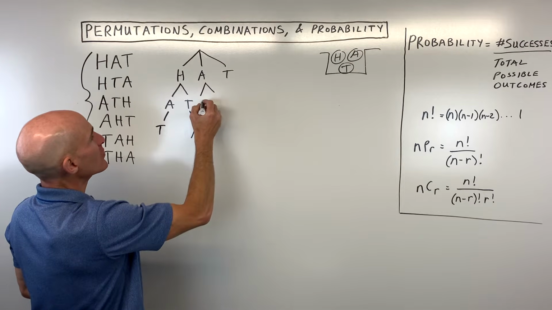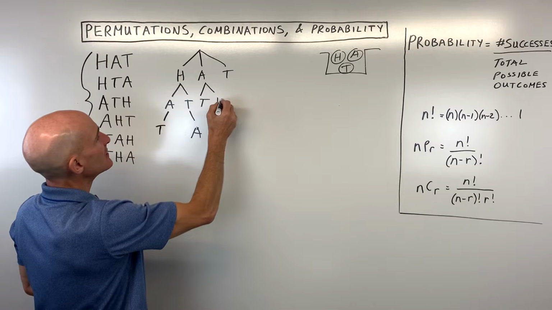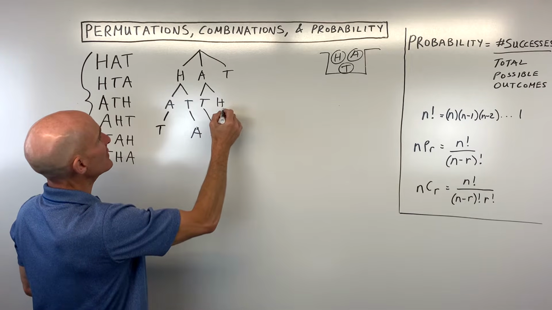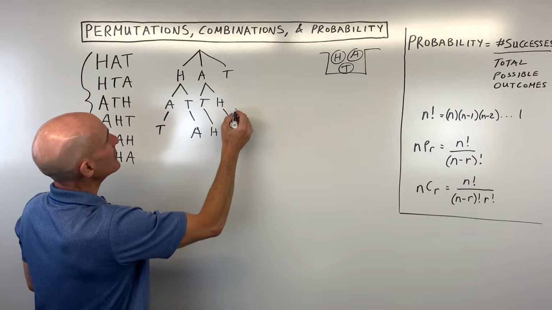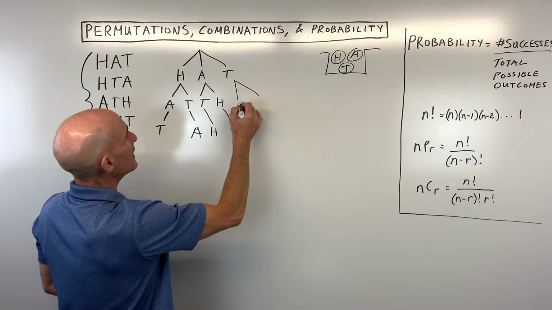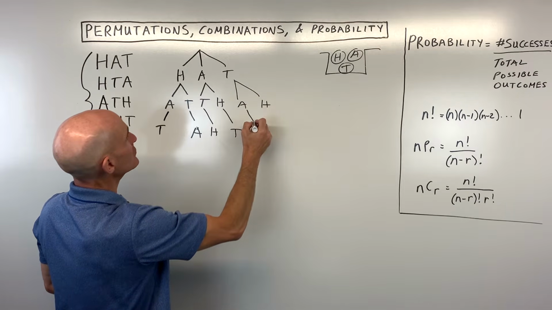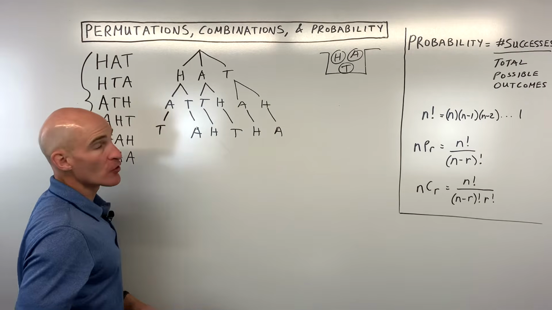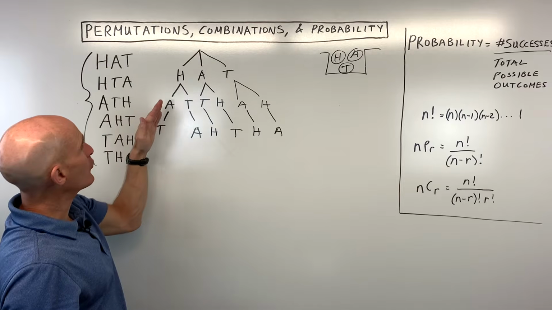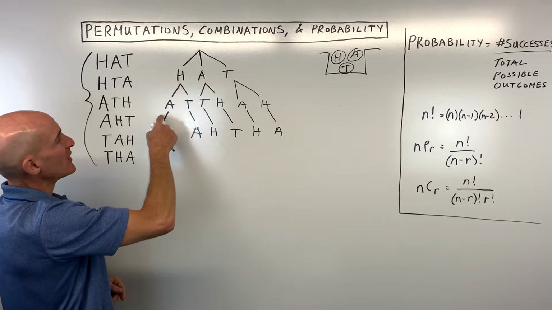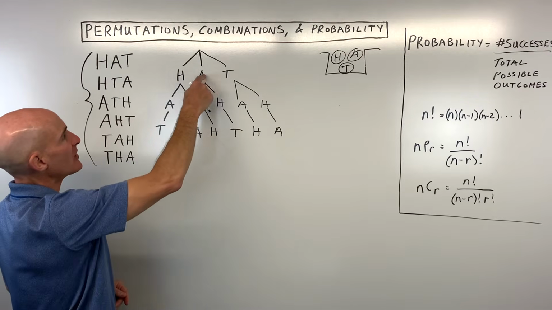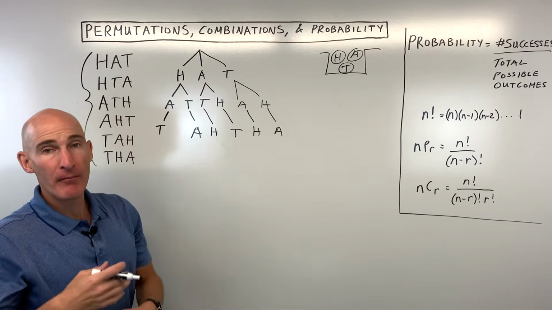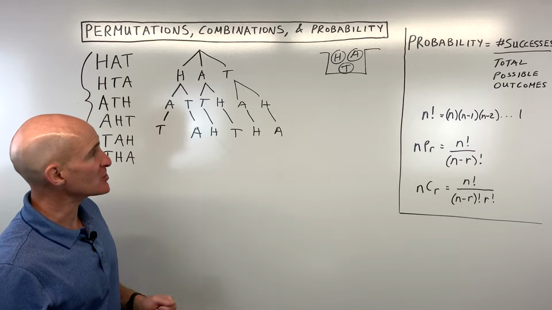Same thing over here: we could do A, T, or H, or if we do A, T, then this would be an H, and this would be a T, or we could do A, H, and then this could be an H or an A. Basically, if you think of this as a route, you could go down this route, H-A-T, or H-T-A, or A-T-H, and that's another way of getting the possible permutations.